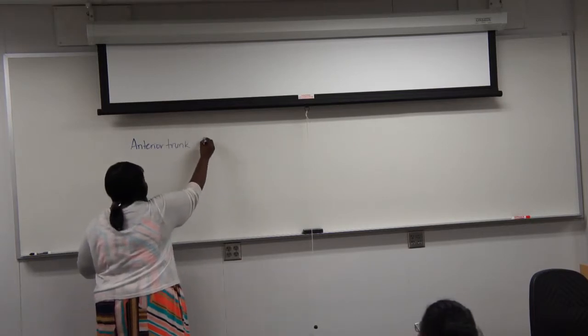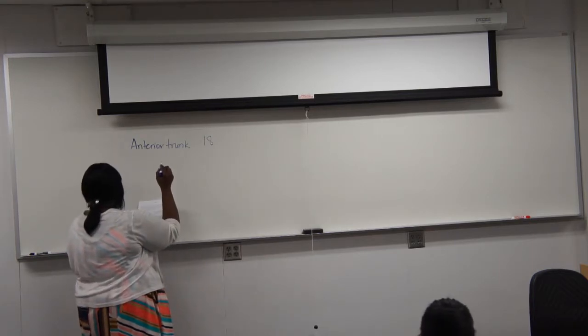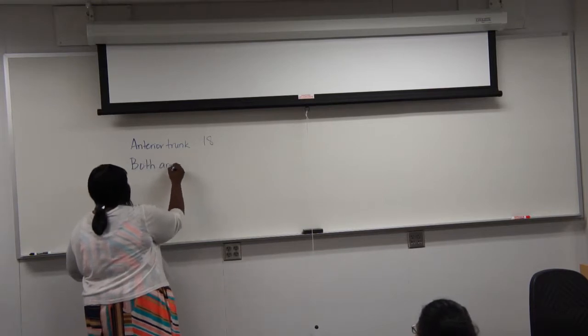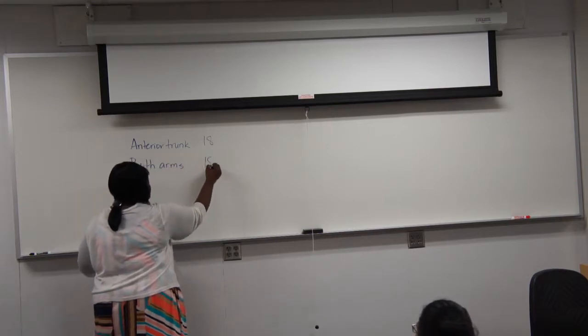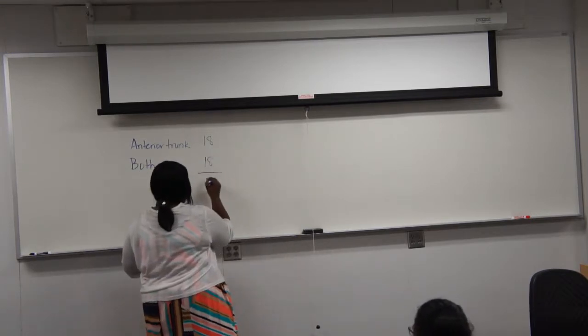Okay, and then he has both arms. 36, right? Because each arm is 9. Oh, the whole arm is 9? Yeah.